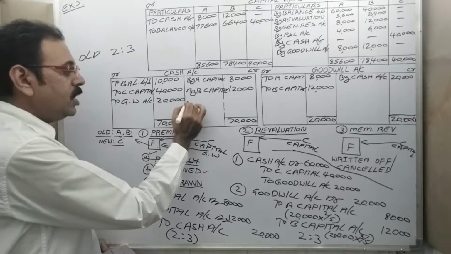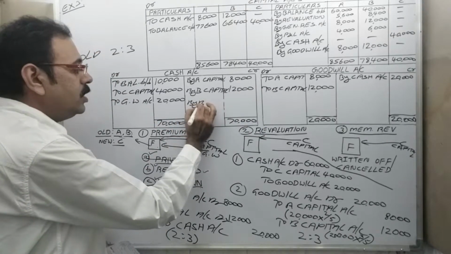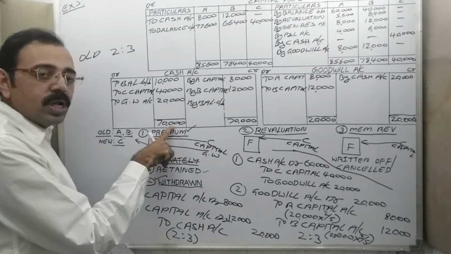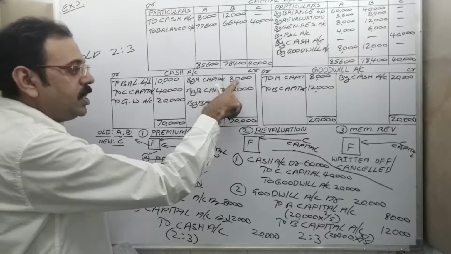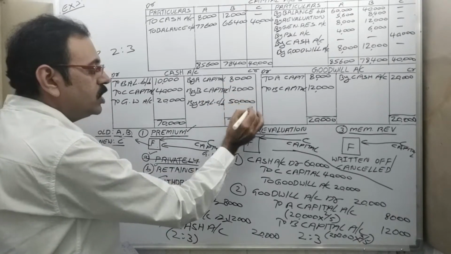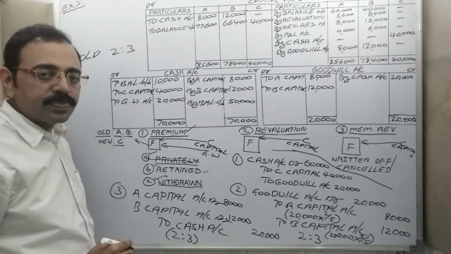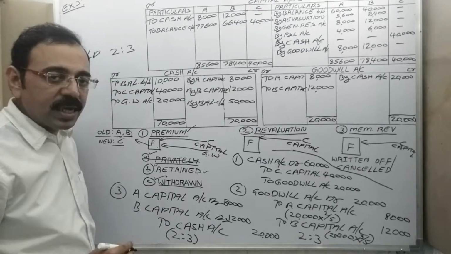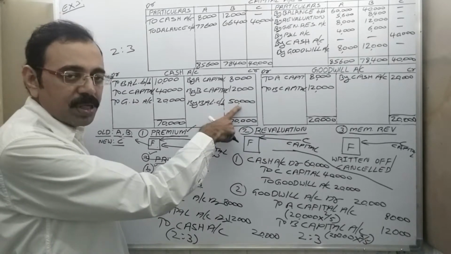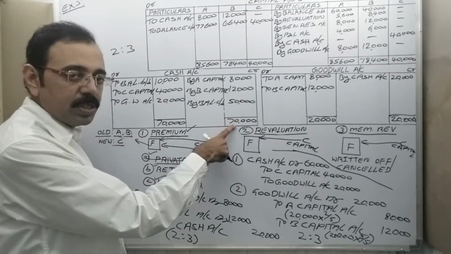Now, remaining is the balance carried down. Debit side total 70,000 minus 20,000, then 50,000 is the cash balance now. In the new balance sheet asset side, for cash we should write 50,000 rupees, not 70,000 rupees.